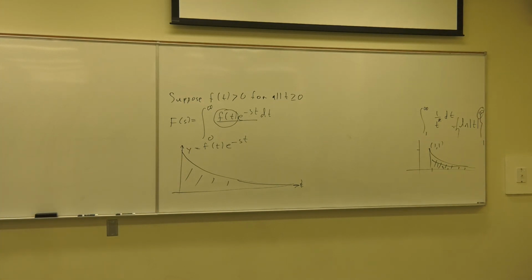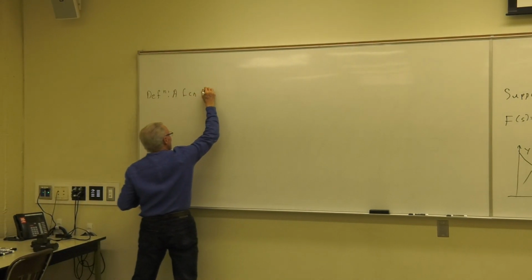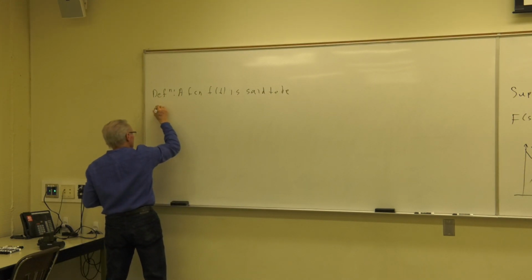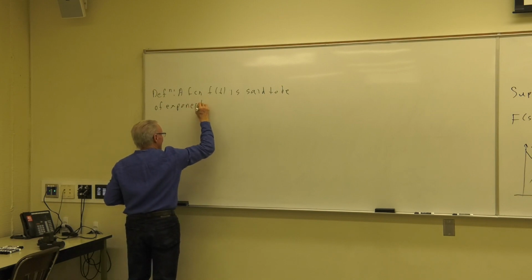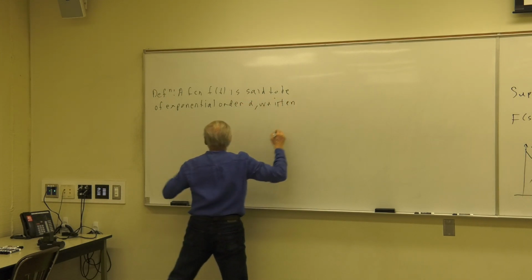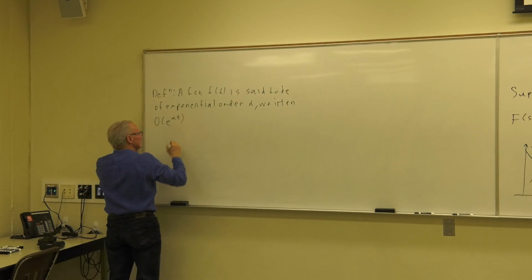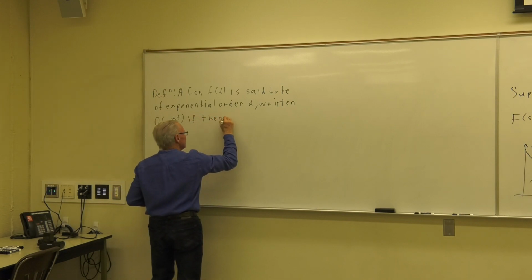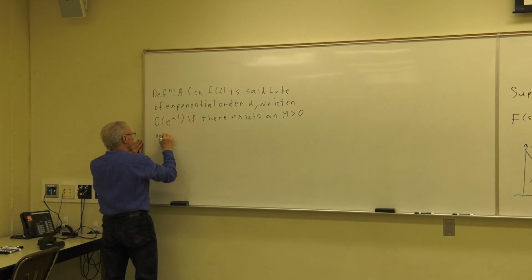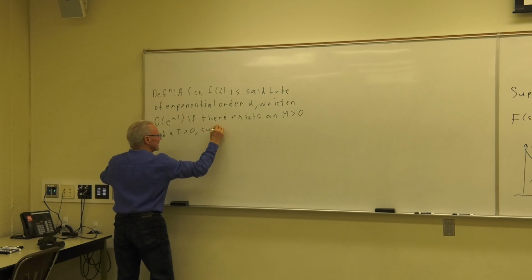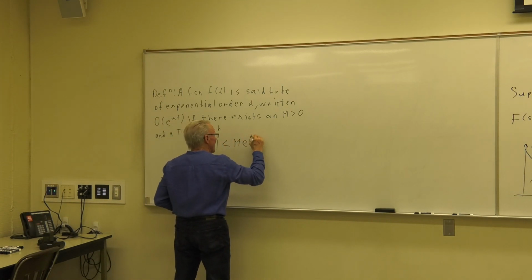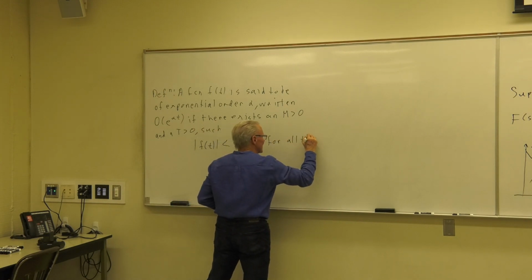Definition. A function f of t is said to be of exponential order alpha, written big O of e to the alpha t, if there exists an M greater than 0 and a T greater than 0, such that the following is true: that the absolute value of f of t is less than M e to the alpha t for all t's bigger than big T.